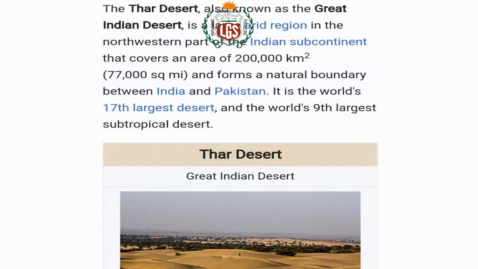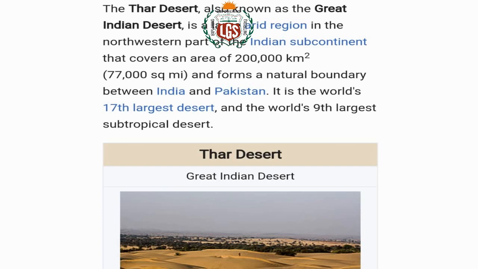Now I told you, just below the Punjab Plains we have the biggest desert, and that is the Thar Desert, also known as the Great Indian Desert and Marusthali in the Indian language. It is a large arid region in the northwestern part of the Indian subcontinent. It is the world's ninth largest subtropical desert, and remember one thing, it is a natural boundary between India and Pakistan. It extends even to the Rann of Kutch, that is in the state of Gujarat.